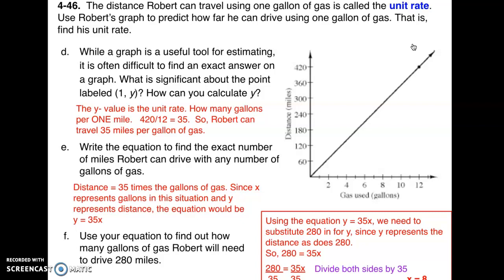I end up getting x equals 8, which means that when my y value is 280, my x value is 8. In the context of this problem, it means when Robert needs to travel 280 miles, he is going to need 8 gallons of gas.